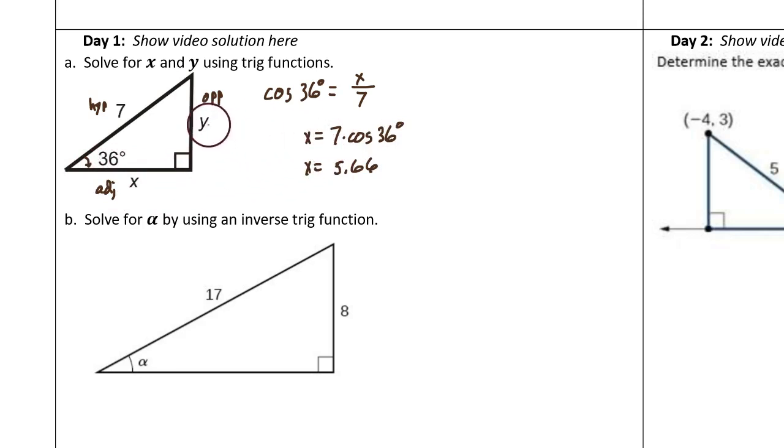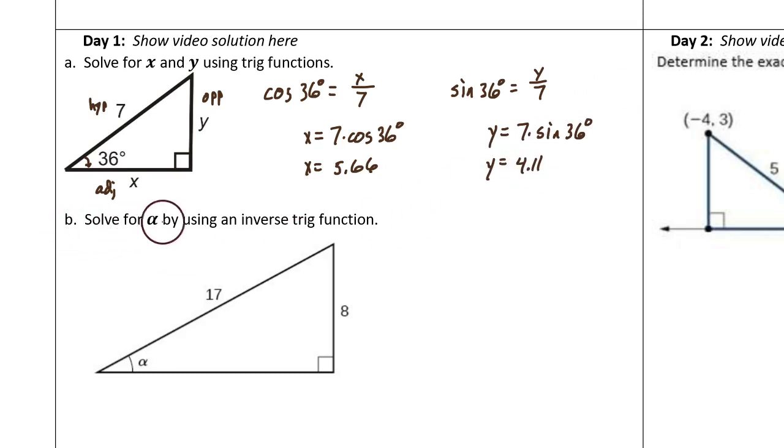To find the value of y, let's choose the sine function. Sine of 36 degrees is equal to opposite divided by hypotenuse. And that would be y divided by 7. To solve for y, you'd multiply the 7 to the other side. My calculator is still in degree mode, so I can type this in. And the result is 4.11.